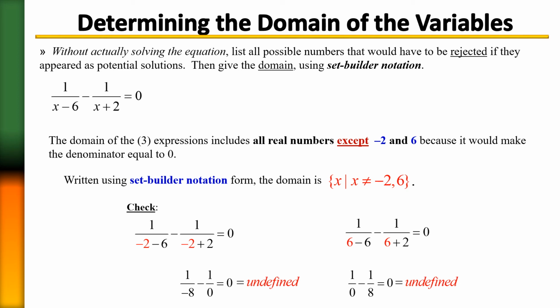In other words, let's say I go through the motions of solving this equation, and when I'm done solving it, x equals negative 2 or 6. I would have to throw those solutions out. I cannot keep them because those are the two numbers that would make the bottom undefined. And there you have it, determining the domain of a rational equation.